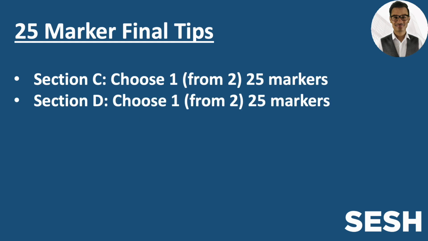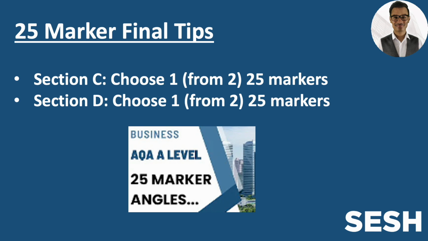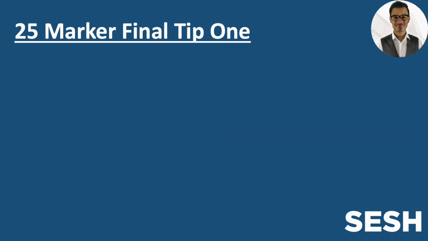Final tips for 25 markers. Well, in section C, it will be choose 1 from 2 of those 25 markers, and then you make the same choice again in section D. Choose 1 from 2. I would check out the 25 marker angles video there for any potential angles for 25 markers that could come up. Obviously, revise everything. Now, some important tips for 25 markers. I've got 3 big tips to think about.